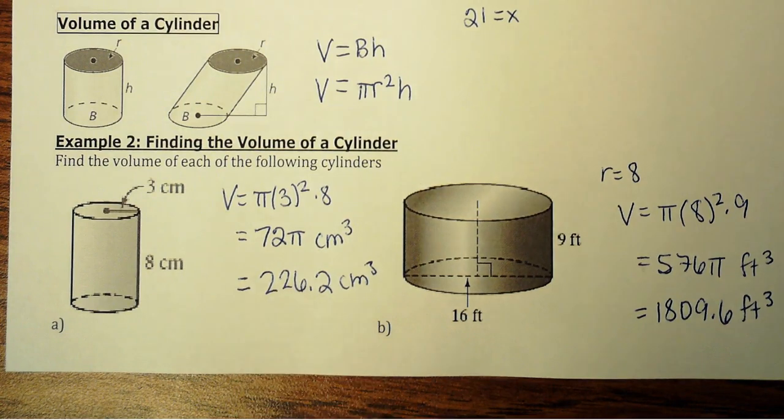When you write it in terms of pi, that's considered an exact answer because we're not rounding anything. And then when we write the volume, rounded to the nearest tenth or hundredth or whatever the question asks you, that's an estimated answer. It's really close, but it's not an exact answer. So both are useful, and both are asked on the homework assignment.